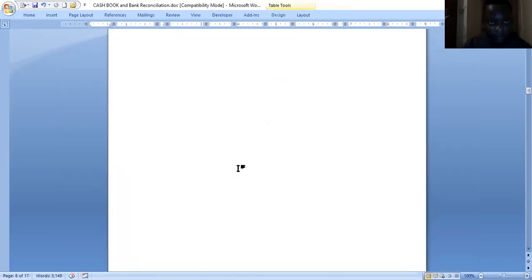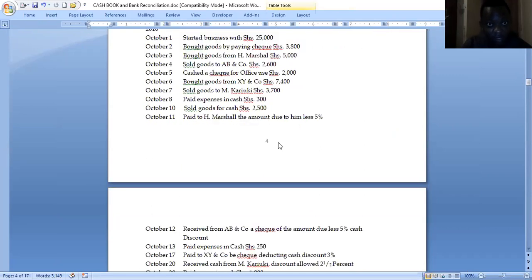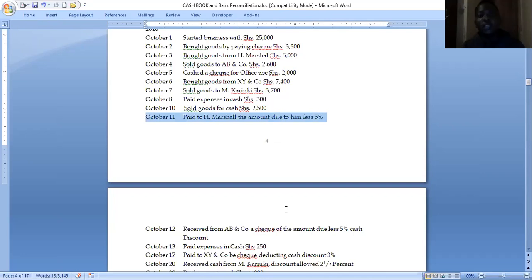Then we proceed to the next transaction, October 8th. Paid to H. Marshall the amount due to him less 5%. So how much do you owe H. Marshall? You had bought from H. Marshall on October 3rd, 5,000 shillings. But now we are paying him on 11th, and we are supposed to pay him less 5% cash discount. So this is a discount received.